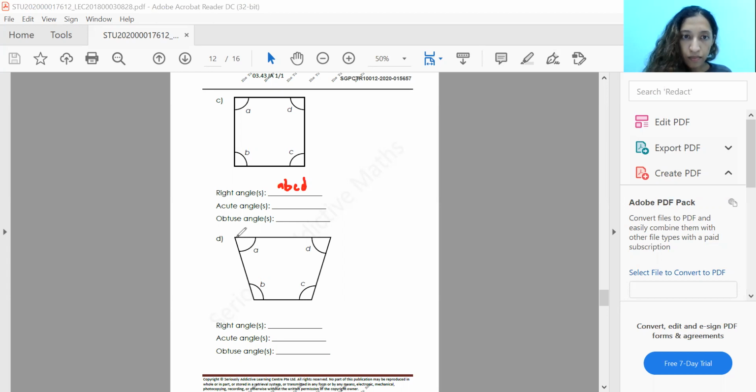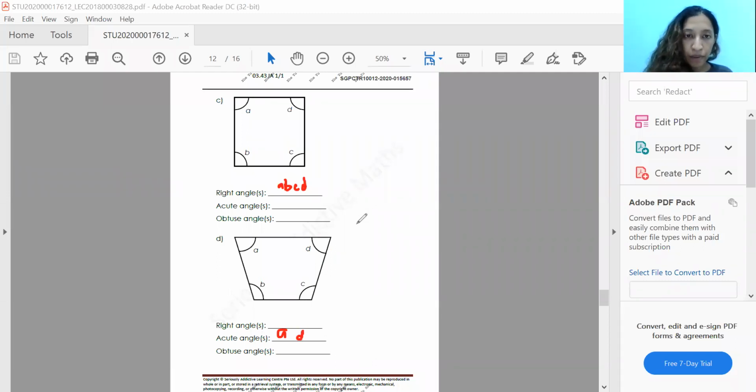So let's look at E. As you can see, it's definitely smaller than 90 degrees, because if you were to draw a 90 degrees line, you could see it is smaller than 90 degrees. So it definitely is acute. And then let's look at D. D is also acute. If we were to draw our 90 degrees, we could see that this is smaller than 90 degrees. So D is definitely acute.